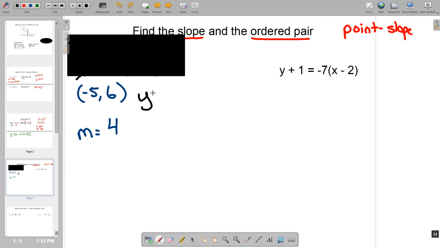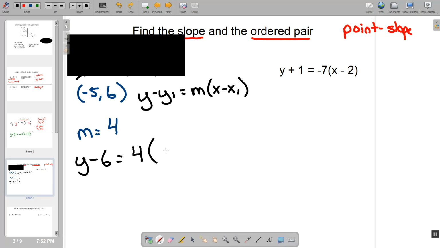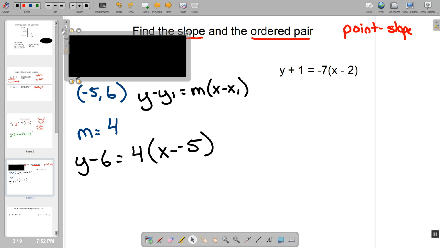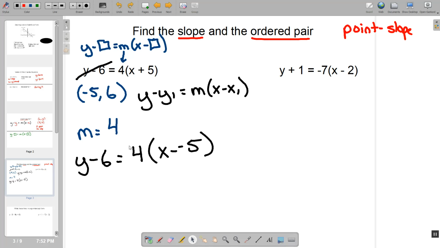Well, we know that point slope form is y minus an ordered pair, parentheses x minus the x part of the ordered pair. So I'm going to do y minus 6 equals m, which is our slope, which in this case is 4, parentheses, x minus our x value? Well, x minus -5 is the same thing as x plus 5, which we had up here at the top. Okay, so you can do x plus 5 or x minus a -5.